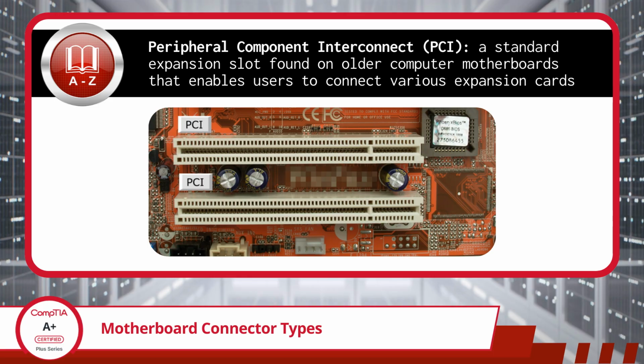With that said, our first motherboard connector type will be PCI. Peripheral Component Interconnect, or PCI for short, is a standard expansion connector, or slot, that is commonly found on older computer motherboards. These slots enable users to connect various expansion cards. Examples include sound cards for improved audio output, network adapters for seamless internet connectivity, and graphics cards for enhanced visual performance. While PCI slots are gradually becoming less prevalent in modern motherboard designs, they retain significance in legacy systems and specific niche applications where older hardware configurations persist.